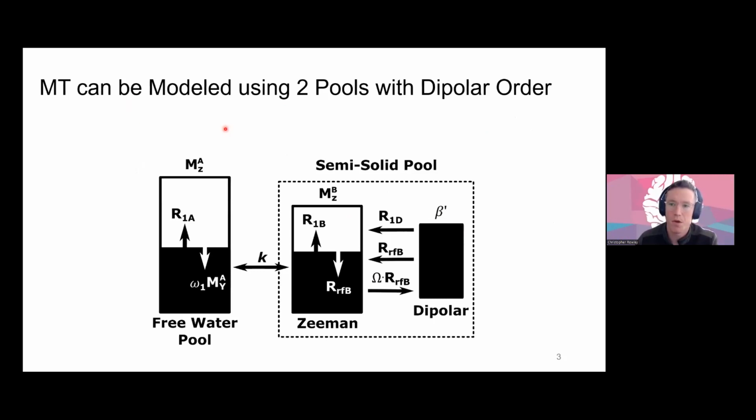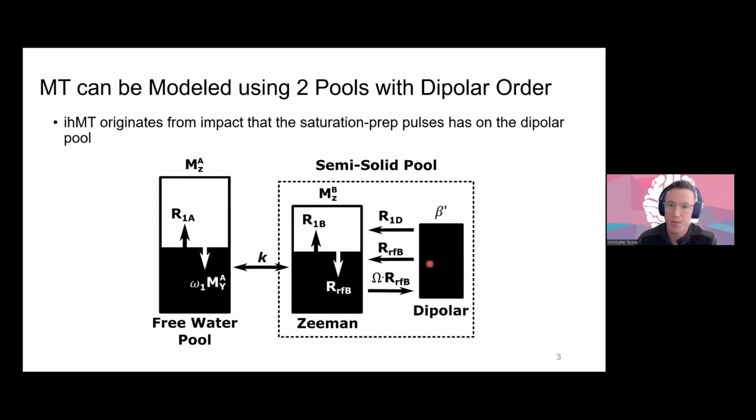So we know MT can be modeled using two pools. We have a free water pool and a semi-solid pool, and we can increase the fitting accuracy by adding a dipolar pool to the semi-solid pool. And the ihMT contrast really originates from this few percent difference we can achieve, which is really driven by this omega times the saturation rate term.